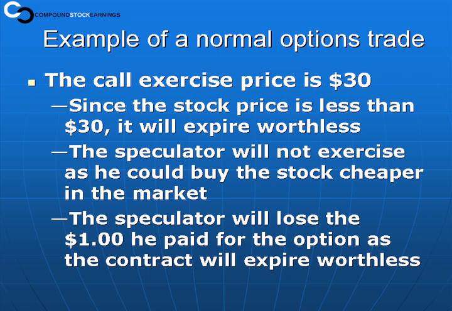When the contract expires worthless, he's going to lose that $1 per share that he paid for the option contract. So in this case, he only bought one contract, so he's lost $100. But if you put 100 grand on the trade, he's lost 100 grand. Okay, so it's a 100% loss of capital. So that's the downside of that speculative trade.